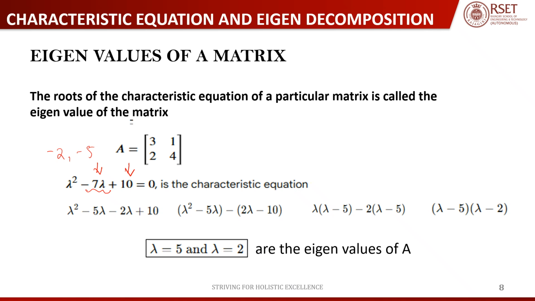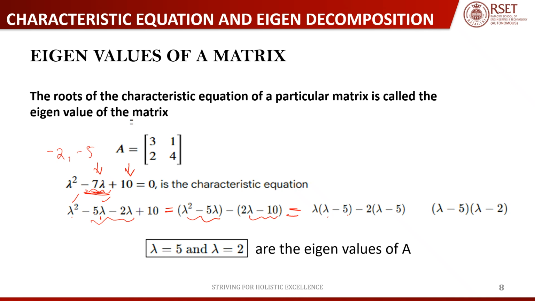So you can split this minus 7 lambda into two terms, and this particular method is called the splitting the middle term method. Then you can take lambda out from the first two terms. Since you have lambda square here and minus 5 lambda here, first you group this as lambda square minus 5 lambda minus 2 lambda minus 10, and then you can take lambda outside from the first term, so that will be lambda minus 5, and from here what you can take outside is 2. So take 2 outside, so it will be lambda minus 5.